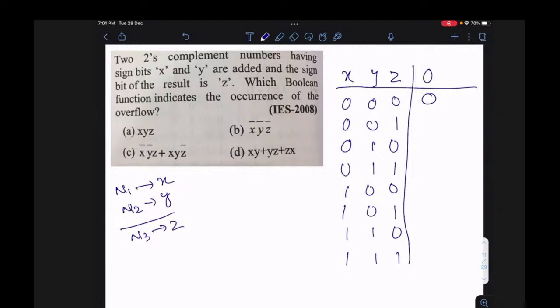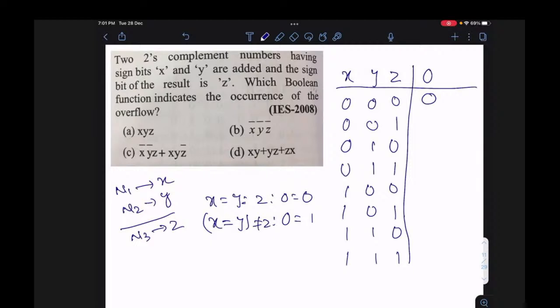In the second case, x and y are 0, 0, but z is 1. So you see here, there is a change, right? We expect x, y, and z to be the same. So what are the conditions? If x equals y equals z, then O equals 0. If x equals y, and this is not equal to z, then overflow O equals 1. So here, x, y, and z are the same, it is 0. Here, x and y are the same, not equal to z, it is 1.